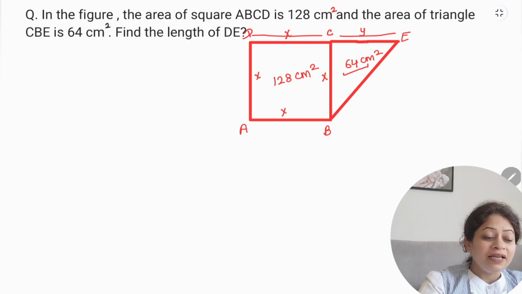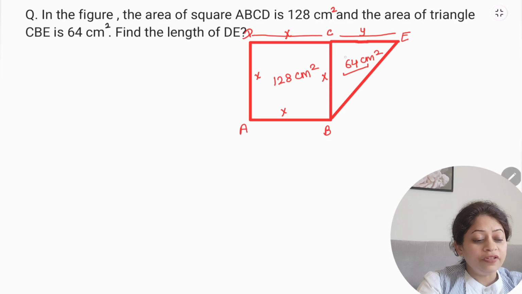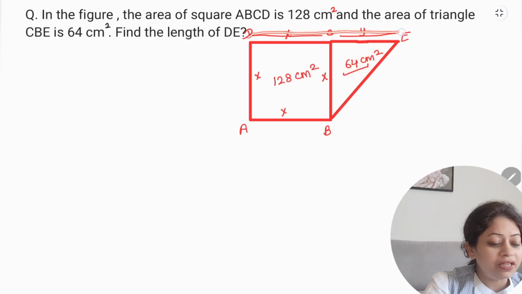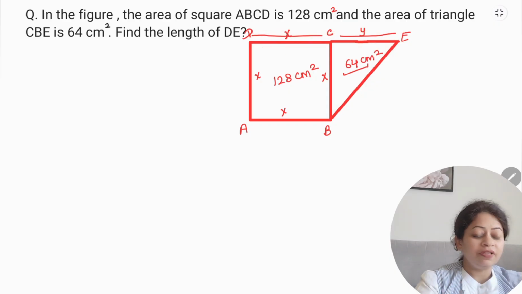And then they say that the area of triangle CBE is 64. This triangle, the area of this triangle is 64, right? And then they say we need to find out the length of DE. So D to E, this length you need to figure out, right? Okay, so let us proceed with this question.